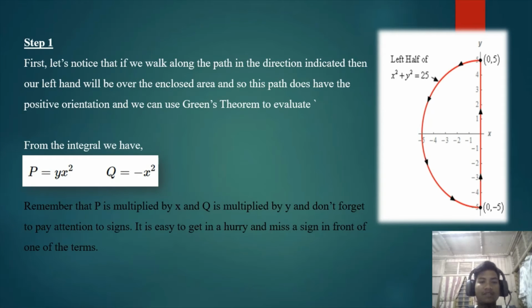First, let's notice that if we walk along the path in the direction indicated, then our left hand will be over the enclosed area, and so this path does have the positive orientation, and we can use Green's theorem to evaluate this integral. From the integral, we have P equal to y x squared and Q equal to negative x squared. We need to remember that P is multiplied by dx and Q is multiplied by dy, and don't forget to pay attention to the negative sign in front.